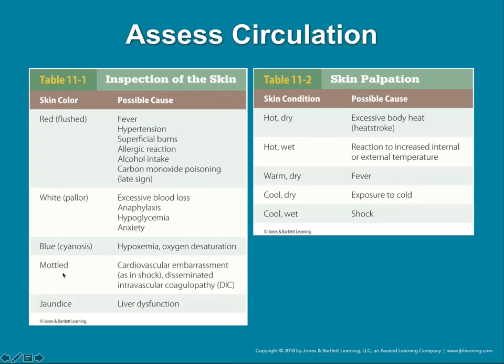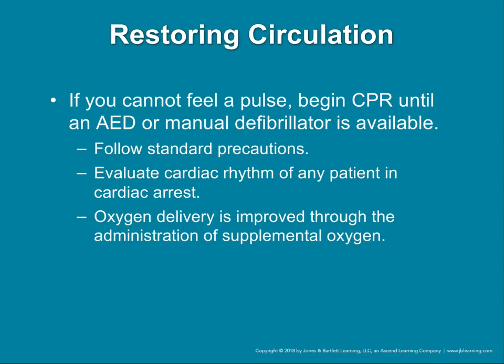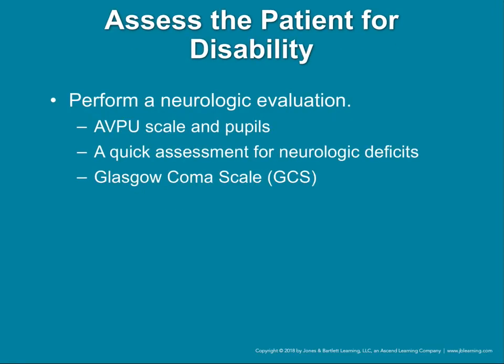Mottled is a very bad finding. Okay, we would call that a very sick patient as well. If somebody's got that blotched skin, that indicates hypoperfusion, pretty severe shock. That's called mottled skin, and that's a pretty sick patient. Obviously, if their circulation is inadequate, we're going to help fix it, control any bleeding you find, provide CPR if you need to, get the AED out. That's done as you find it, as you find a problem with it.